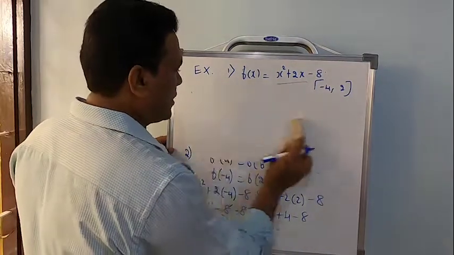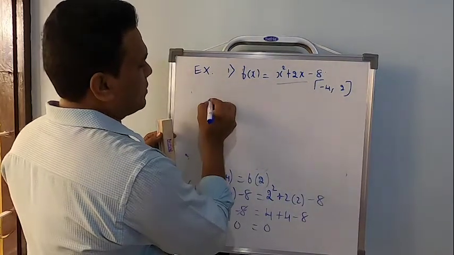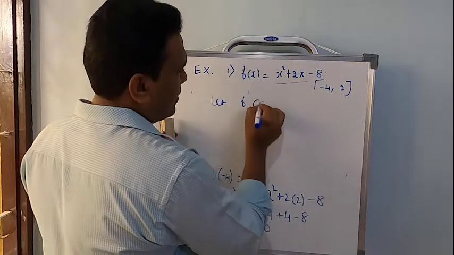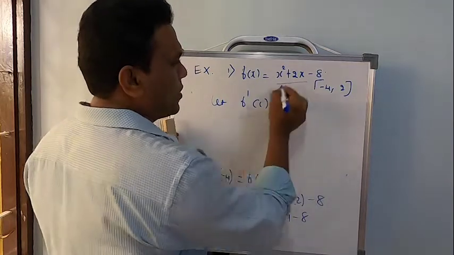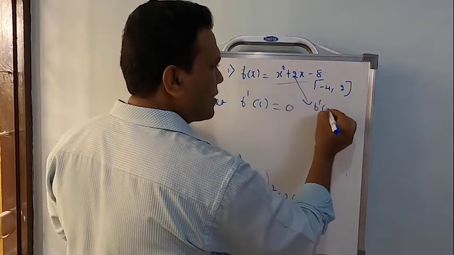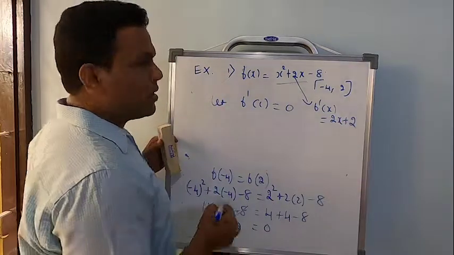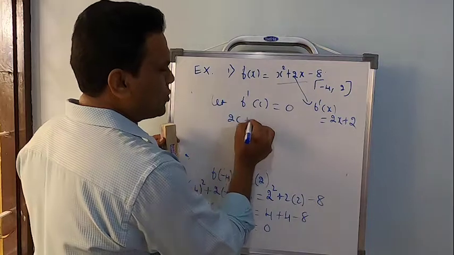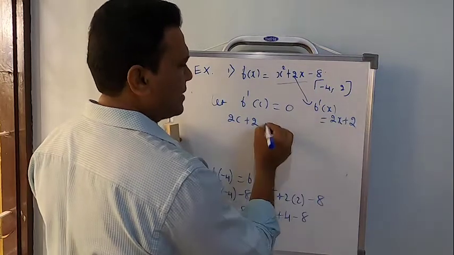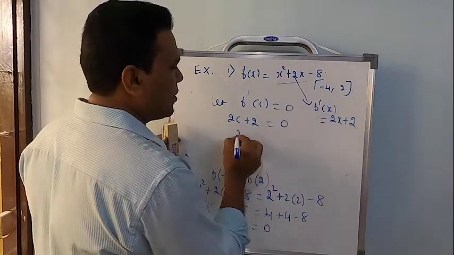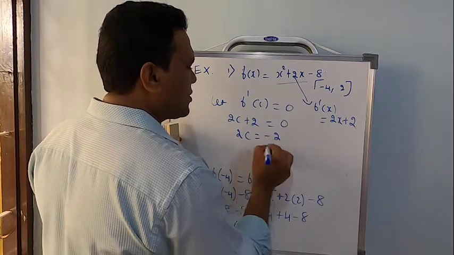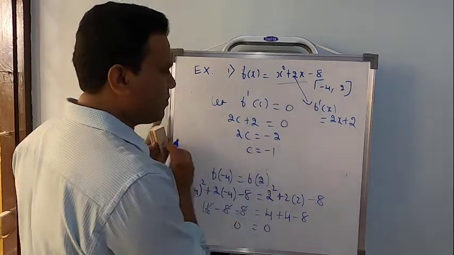So to continue the next thing, let's consider f dash of c equal to 0. What is f dash of c? F dash of x will be what? F dash of x will be 2x plus 2. So f dash of c will be 2c plus 2. Just replace x by c. This will be equal to 0. 2c equal to minus 2 or c will be equal to minus 1.